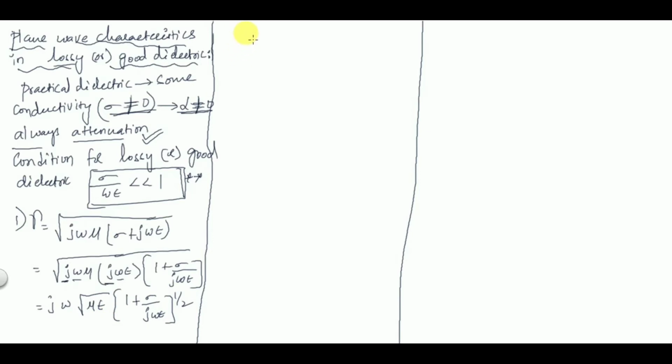Okay, so we know that sigma by omega epsilon is very much less than 1. So from the binomial theorem, for 1 plus x whole power n, when modulus x is less than 1, this can be written almost equal to 1 plus nx, up to two terms. Here the modulus of x is sigma by omega epsilon, so the condition modulus of x less than 1 is satisfied. So 1 plus x whole power n can be written as 1 plus nx.